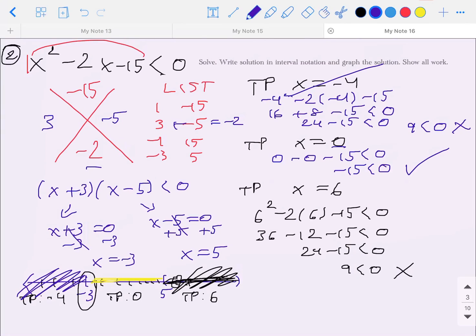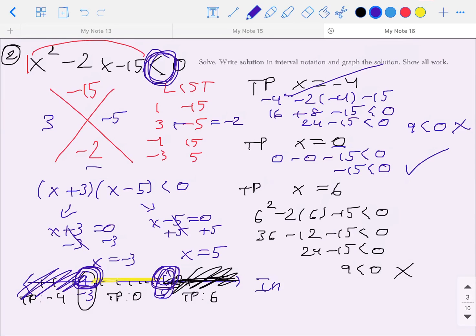So the interval is between two values, between negative 3 and 5. The fact that there's no equal sign in this inequality tells us that these two will be open holes. If it did have an equal sign underneath, then these two would be shaded in.